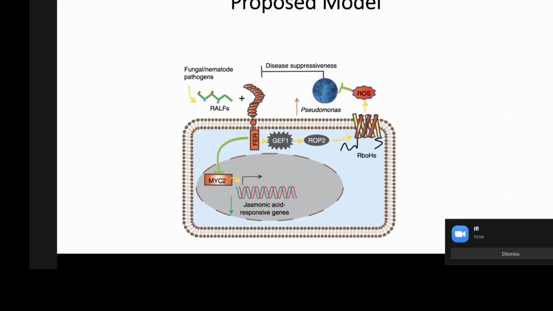All right, so they proposed this final model that I mentioned at the beginning, where Ralph peptides produced from nematode pathogens or fungal pathogens can inhibit FER, and then that can in turn negatively regulate ROP2, resulting in low levels of ROS inside the cell, and that can in turn result in the proliferation of Pseudomonas that we see in the soil. And that's more or less it.